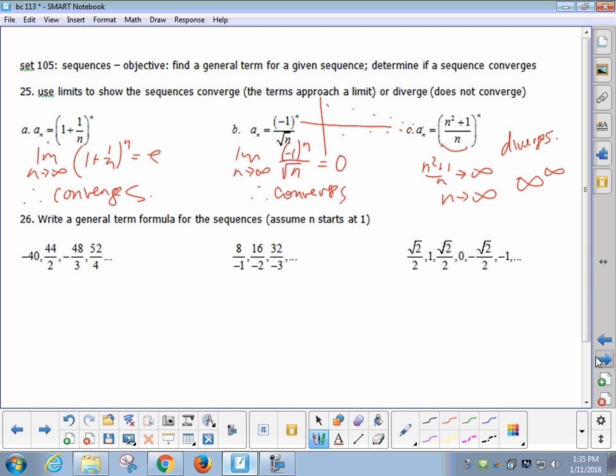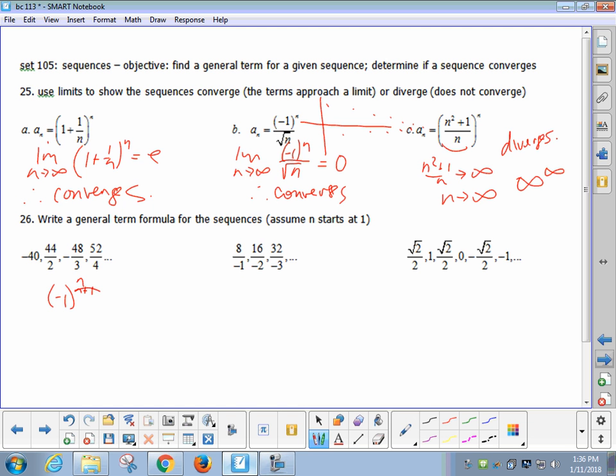This one has an alternating negative. I hope at this point you're starting to understand that if it has an alternating negative, it's one of those two, either negative 1 to the n, or to the n plus 1, depending on if you want to start negative or positive. Which one works? N. Okay, so you'd use n.